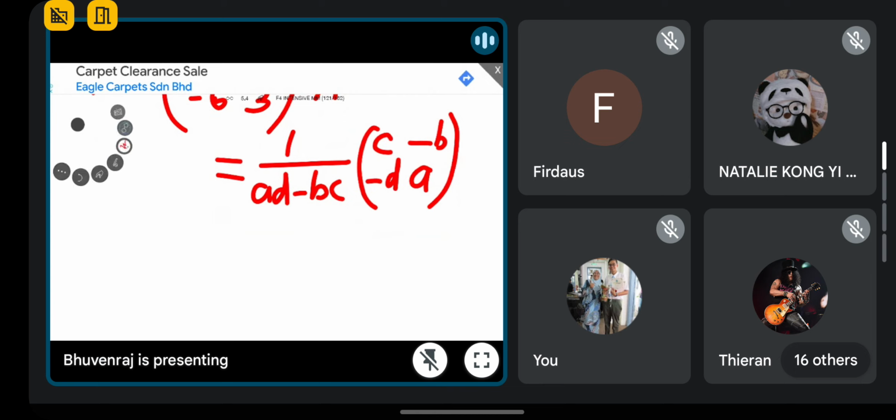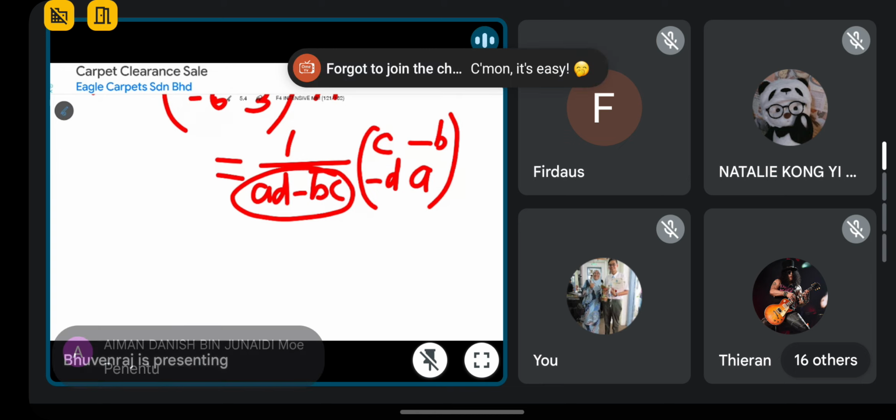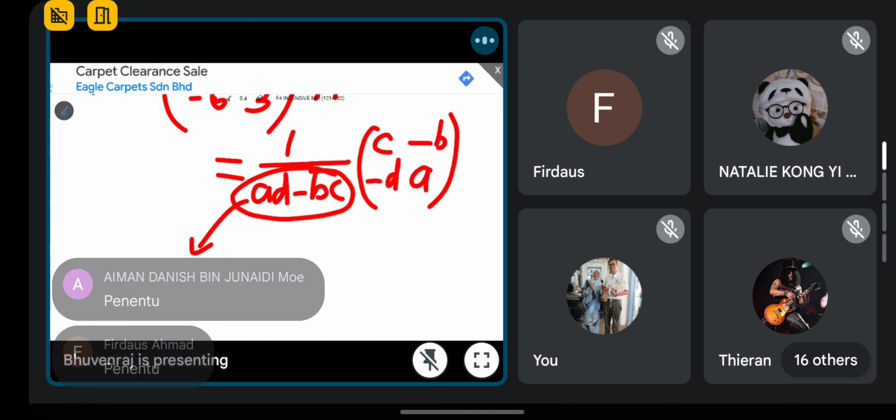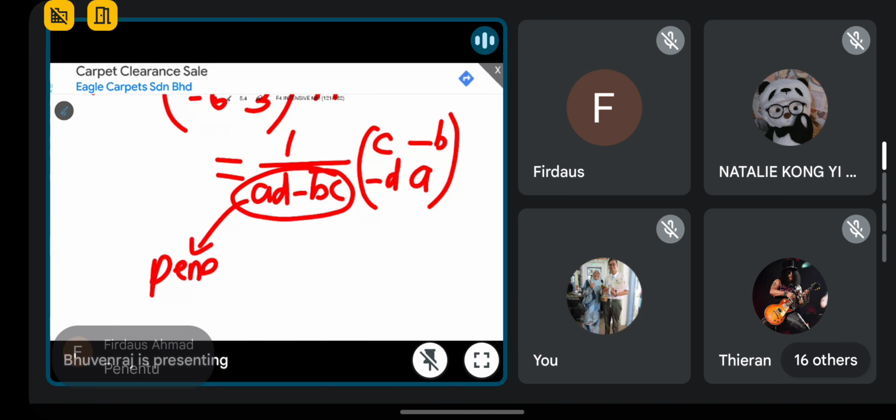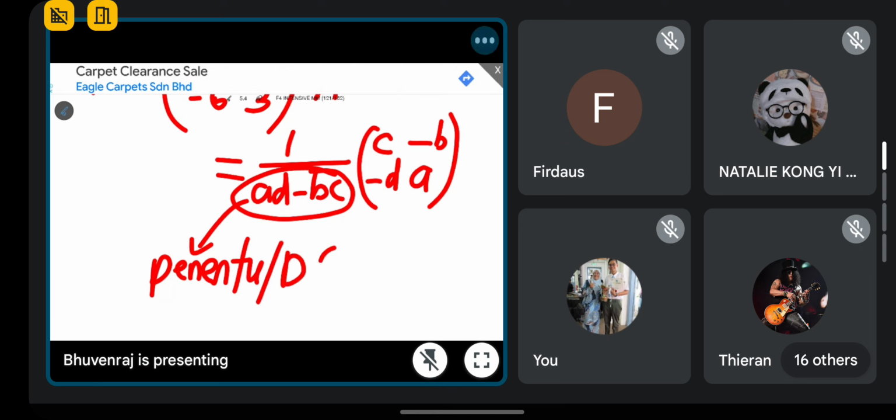Okay, so what else to tell? Okay, AD minus BC. Yang ni kita panggil apa guys? There is one term for this. What do we call AD minus BC? You can tell in English or Malay. Yeah, penentu. Very good. Okay, in English it's called determinant guys. We give it a symbol of D. Determinant.